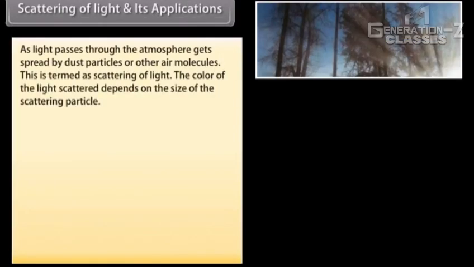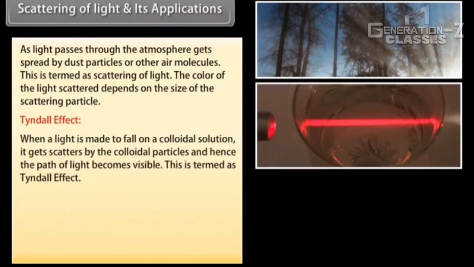Scattering of light and its applications. As light passes through the atmosphere, it gets spread by dust particles or other air molecules. This is termed as scattering of light. The color of light scattered depends on the size of the scattering particle. Tyndall effect. When a light is made to fall on a colloidal solution, it gets scattered by the colloidal particles, and hence the path of light becomes visible. This is termed as the Tyndall effect.